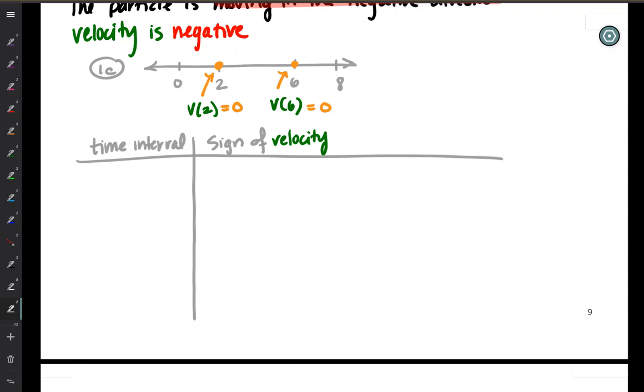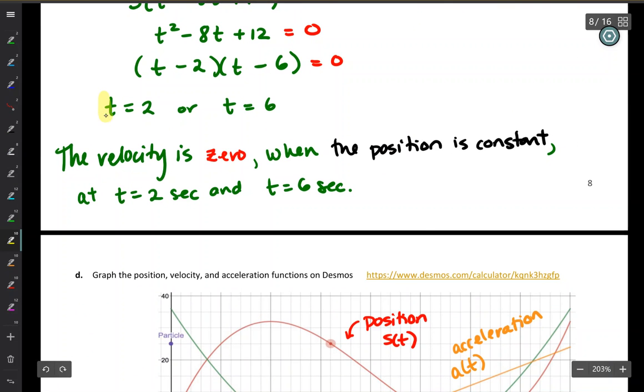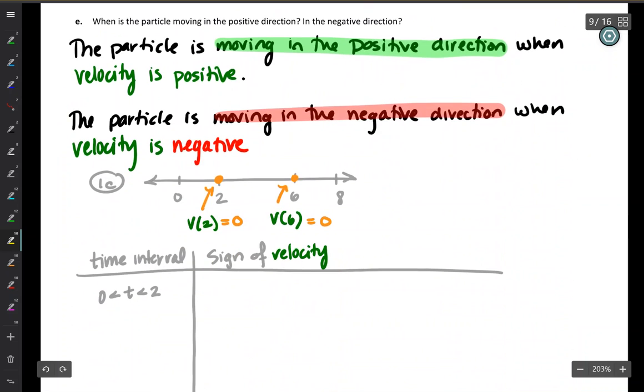So my time intervals are between 0 and 2. You could use that notation, or if you prefer, you could use interval notation, however you see fit. But why 2? Why is 2 so important? At t equals 2, velocity was 0. So here we are at t equals 2.